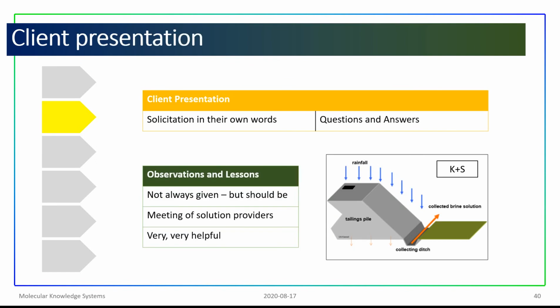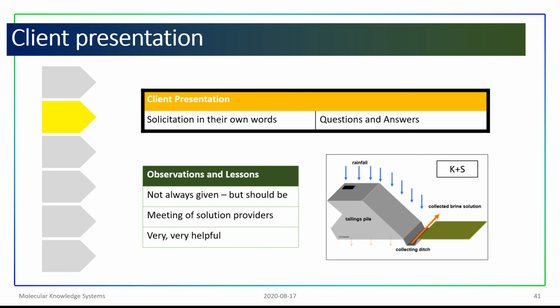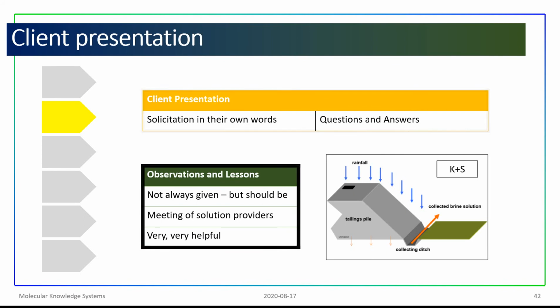The next step of the process is sometimes a client presentation. This presentation may just go over the same information that is written in the RFP, but it is very nice to hear it in the client's own words, with the client's own emphasis. And also the opportunity to ask questions and get answers can be very helpful. A presentation is not always given, but our recommendation is that it should be.